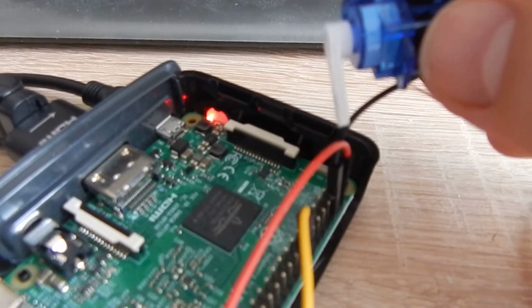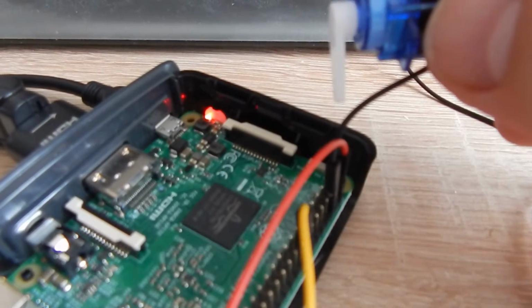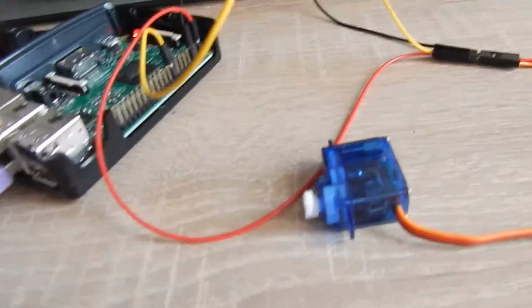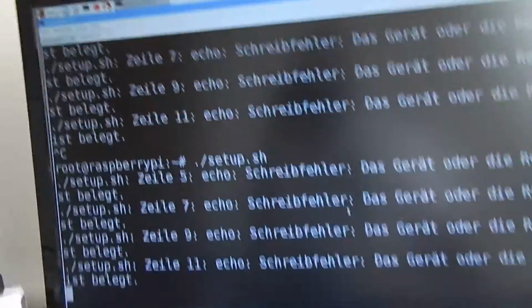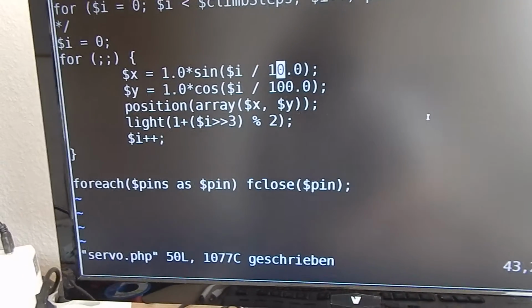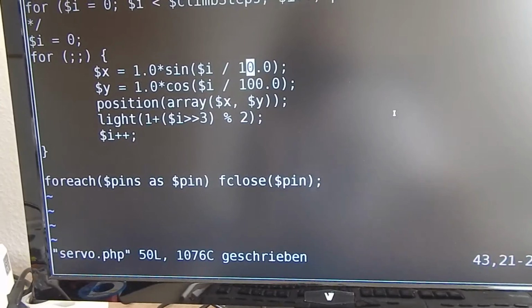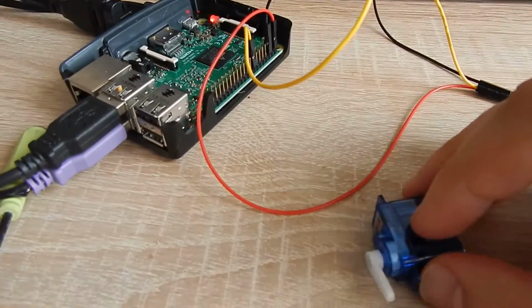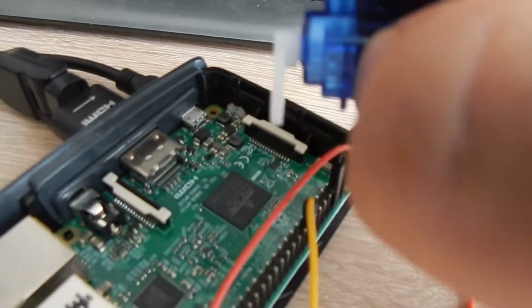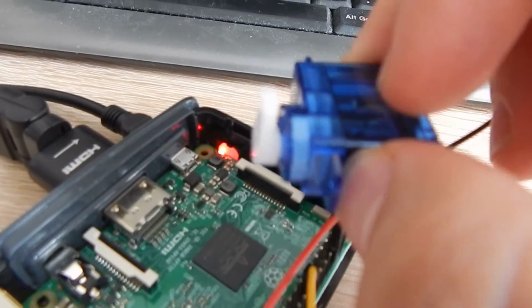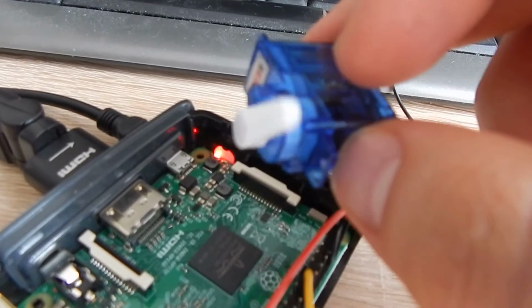There was some flickering again. And again. Now let's make it a bit more aggressive. Let's rotate the servo a bit faster. You see, the LED is kind of blinking. But why does this happen?